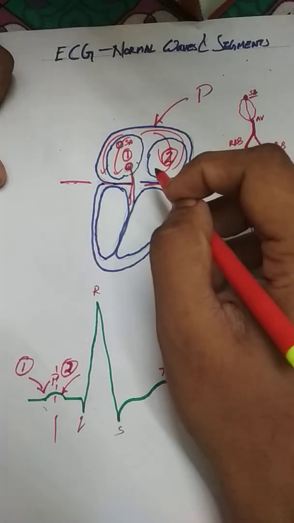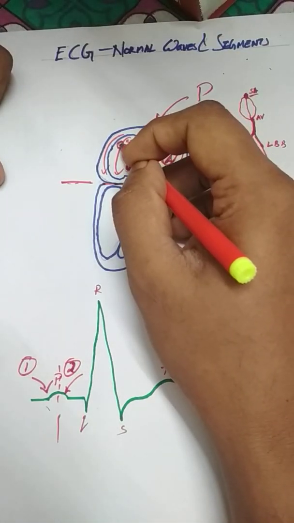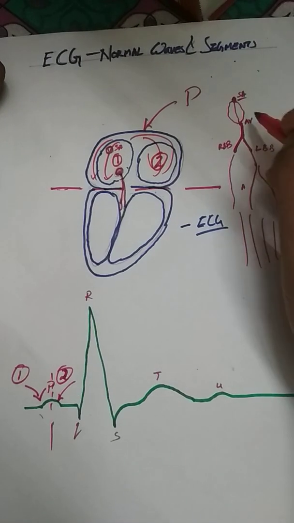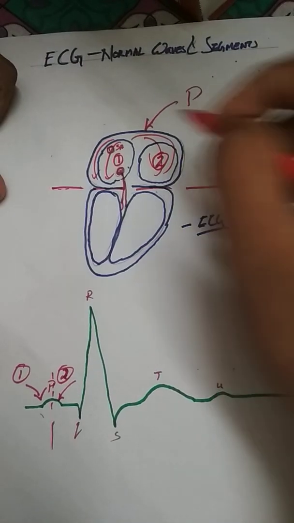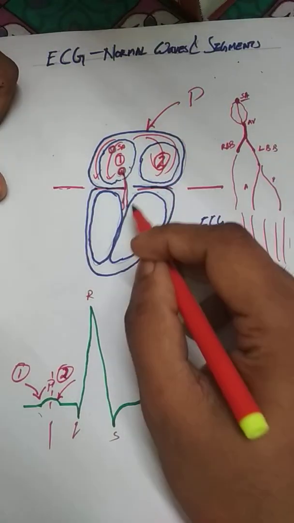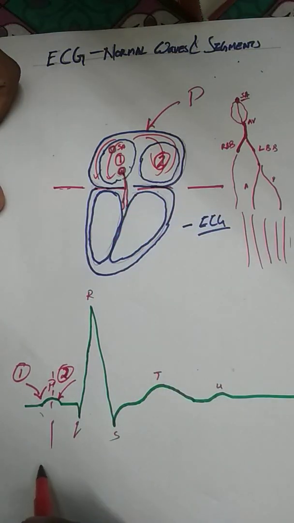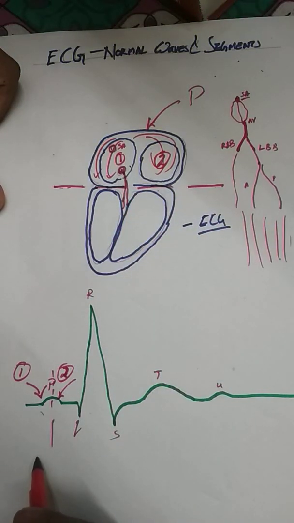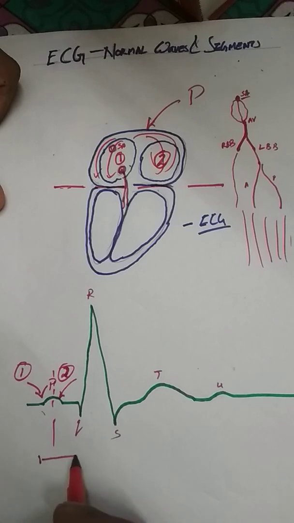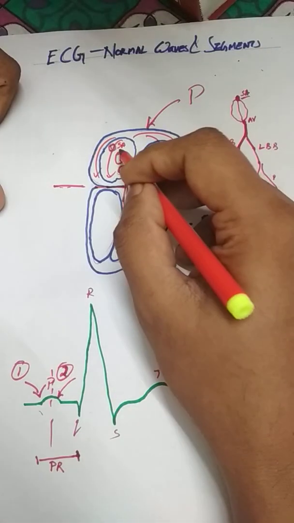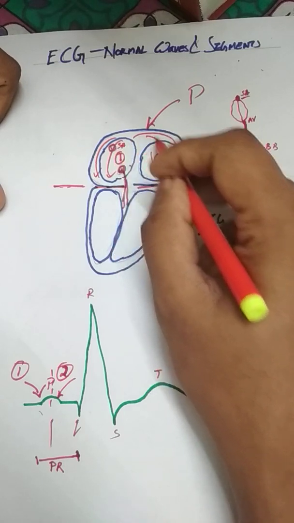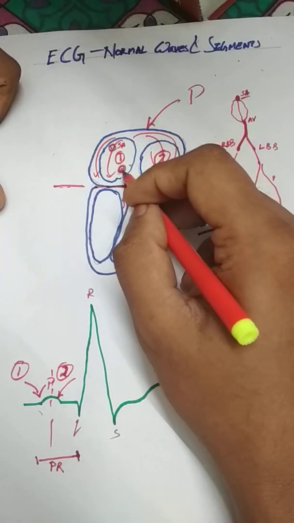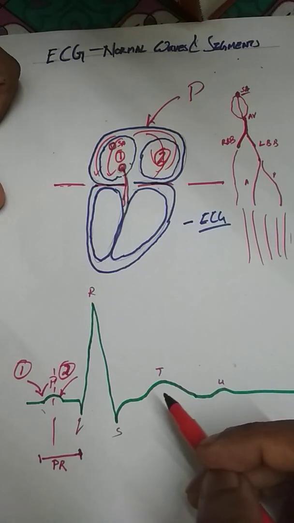Then following that, the impulse spreads from the SA node to the AV node. We have already discussed that there are internodal atrial pathways. The time period taken for the spread of impulse from the SA node to the AV node is considered to be the PR interval. So the PR interval is nothing but the time taken for the spread of impulse from the SA node through the atria into the AV node.